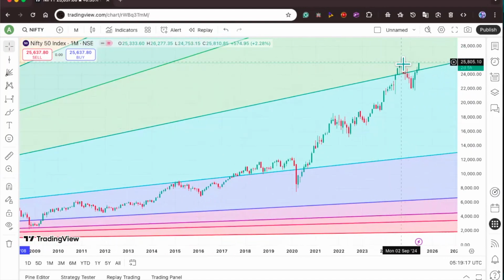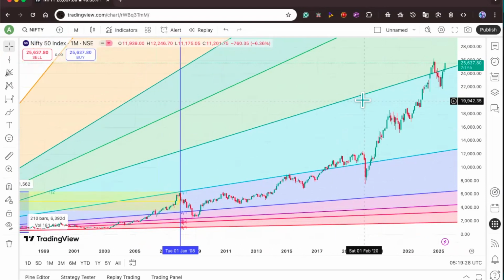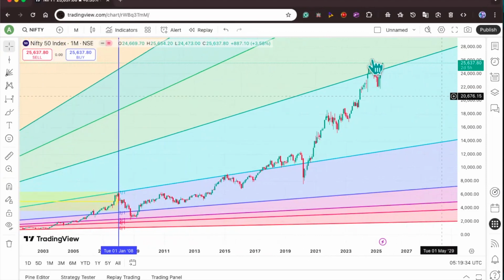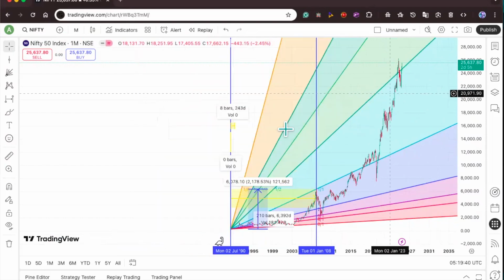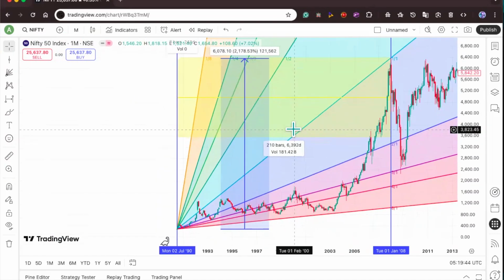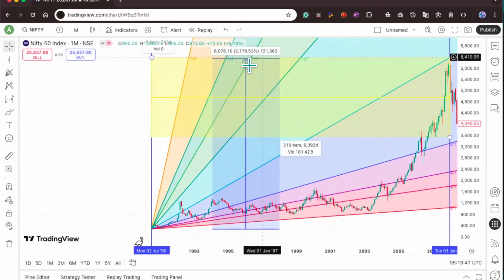So again it tried to come down, and now it did move below this line, and this line is a ratio of 1 is to 2. Now currently it is just trying to hold above that, and if we move above these points, it should be going to my next angle, which is 1 is to 3.